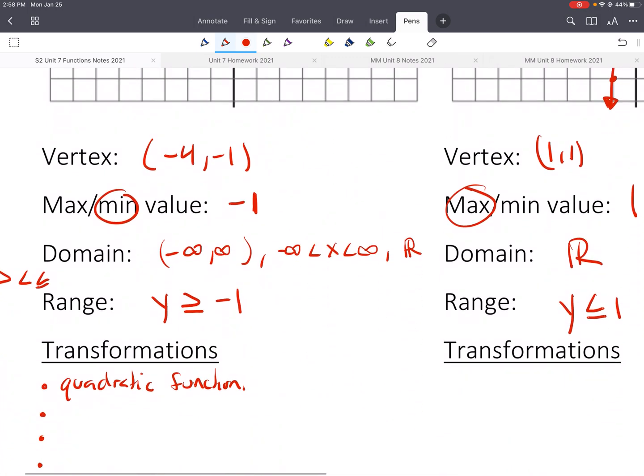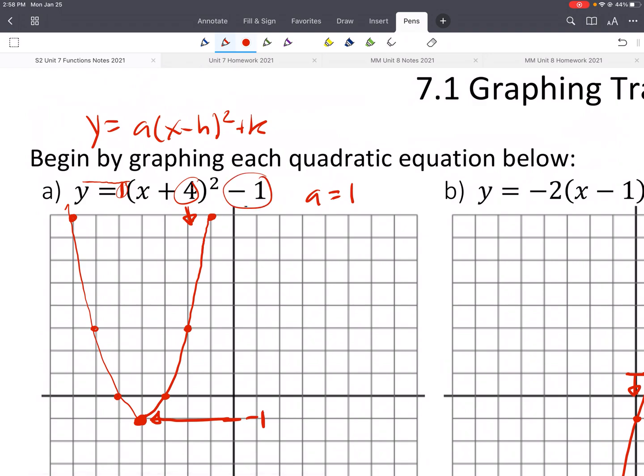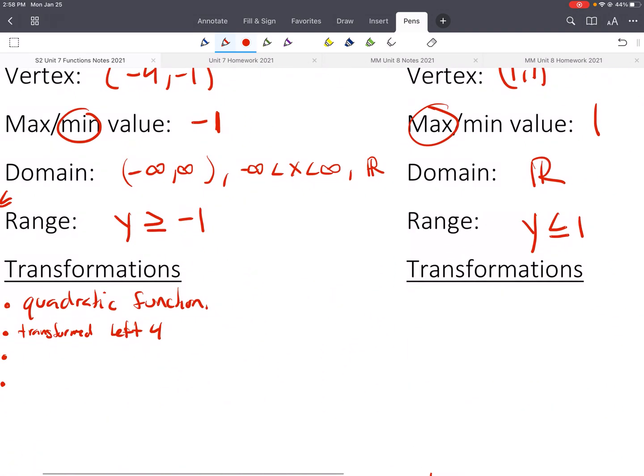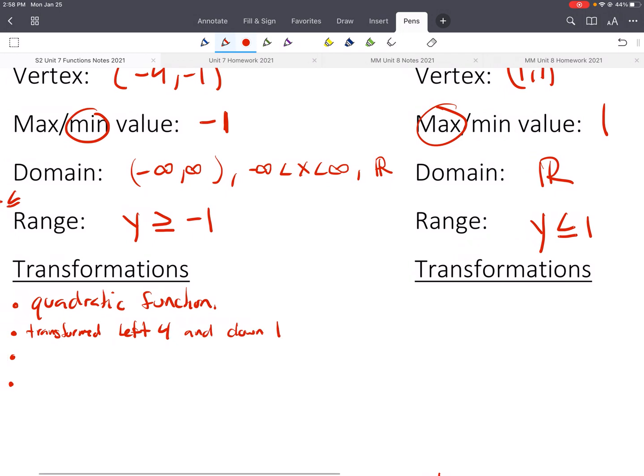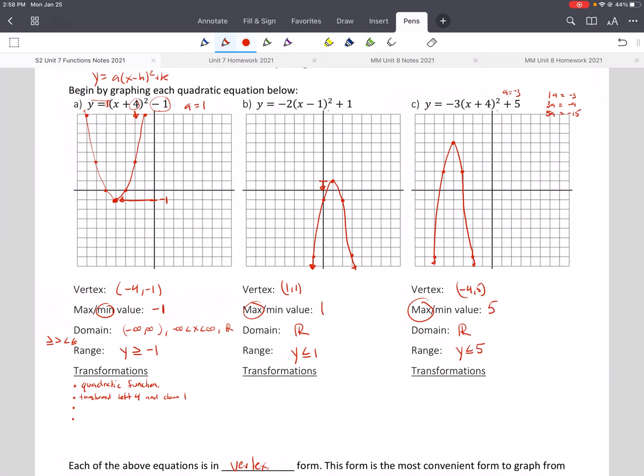So we'll say something like transformed left 4. And then next we have our K. Well, it goes down 1. So we have a quadratic function that is being transformed left 4 and down 1. Okay. Here we could do another example. If you want to pause and give those a try, that would be a great idea.